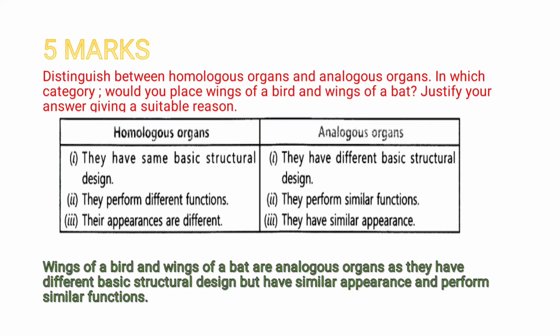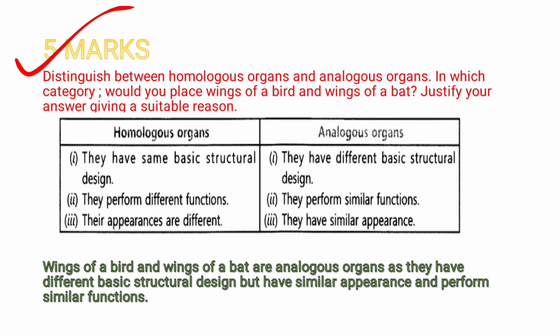Then let's see one 5 marks question which is very, very important. Please mark it with a tick because it is very much important. That is: distinguish between homologous organs and analogous organs. In which category would you place wings of birds and wings of bats? Justify your answer giving a suitable reason. So let's see the differences between homologous and analogous.